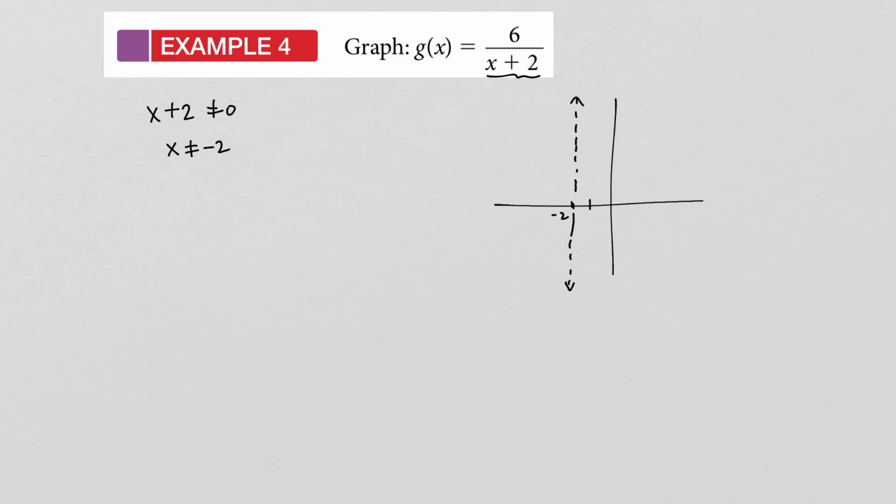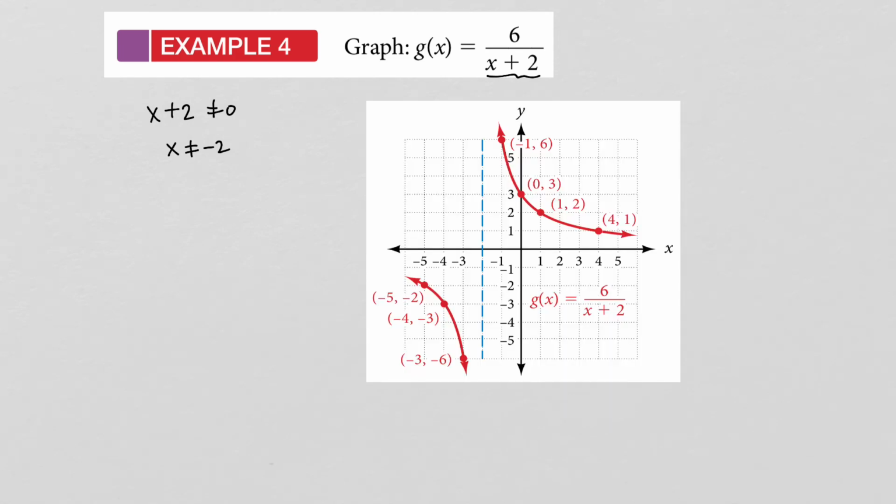And then we just need to plug in a few points to the left of negative 2 and to the right of negative 2 to see how the function is behaving. Now, this is pretty much just like the last problem, except that now our asymptote is at negative 2 instead of positive 2. So the behavior is going to be very much the same. So you can pause the video if you like, and you can plug in some values to the left of negative 2 and to the right of negative 2.